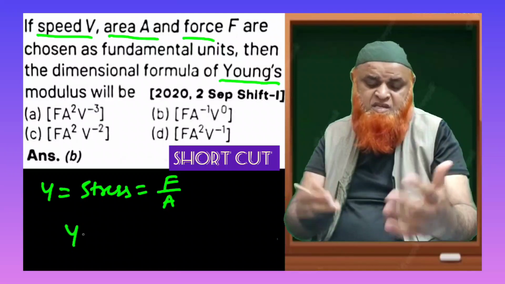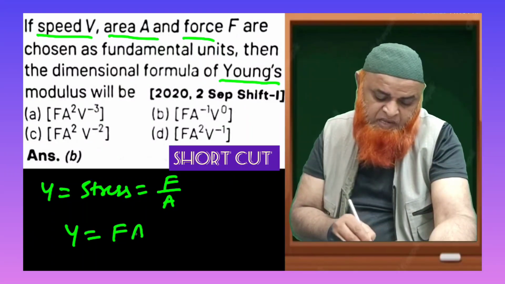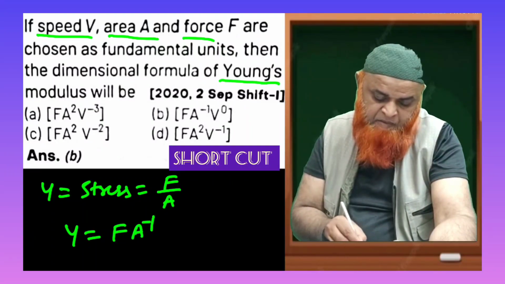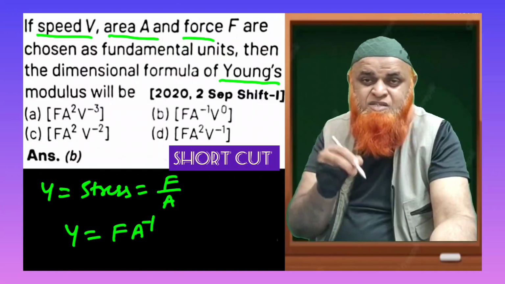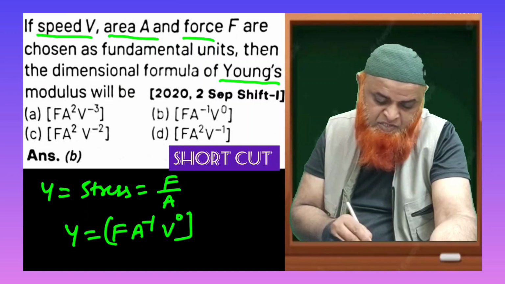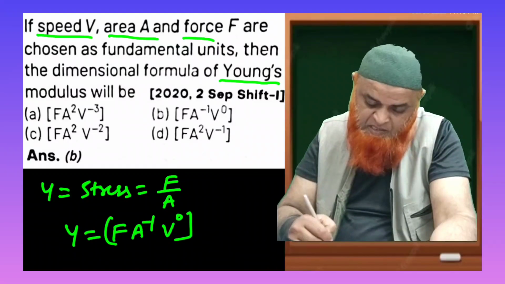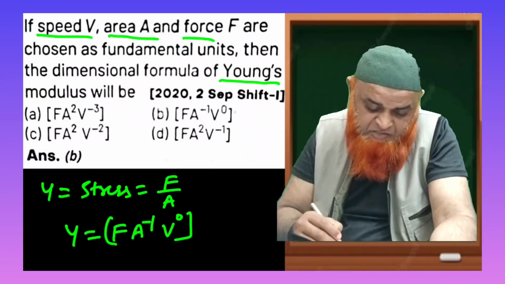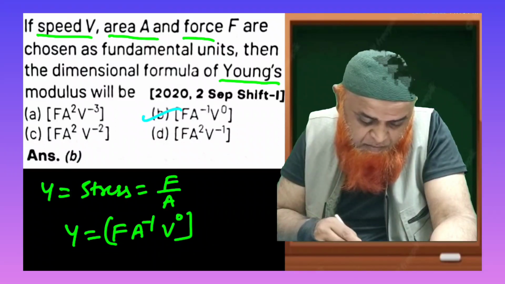Finish. Amazing. So you will write Y is equal to F A power minus 1. As there is no speed in this formula, you can just write V power 0. So your correct answer is going to be how much? It is going to be B option.